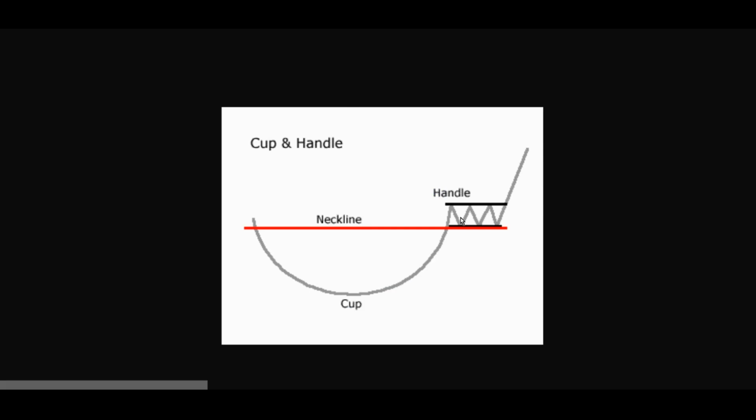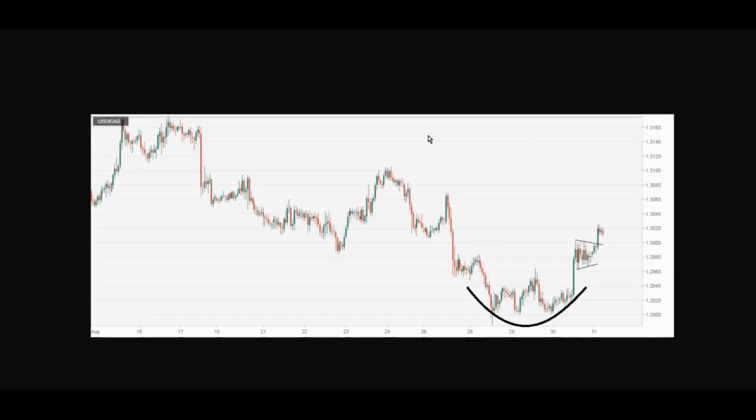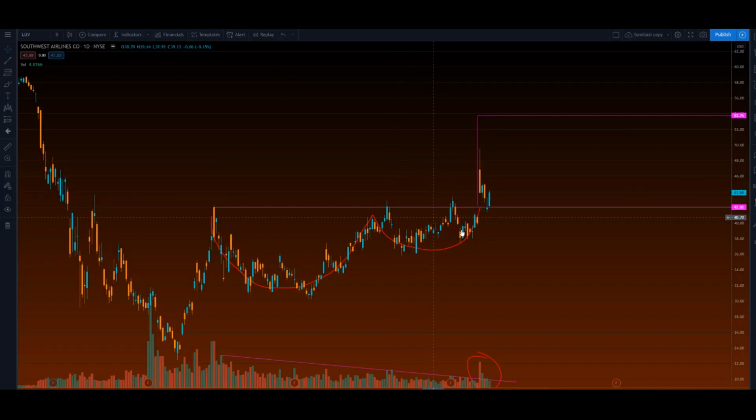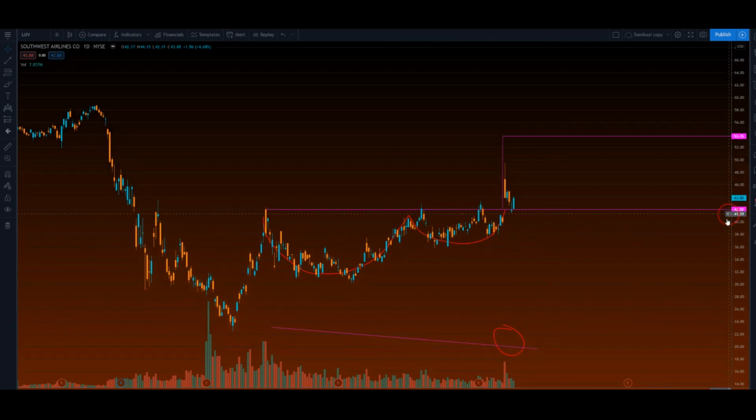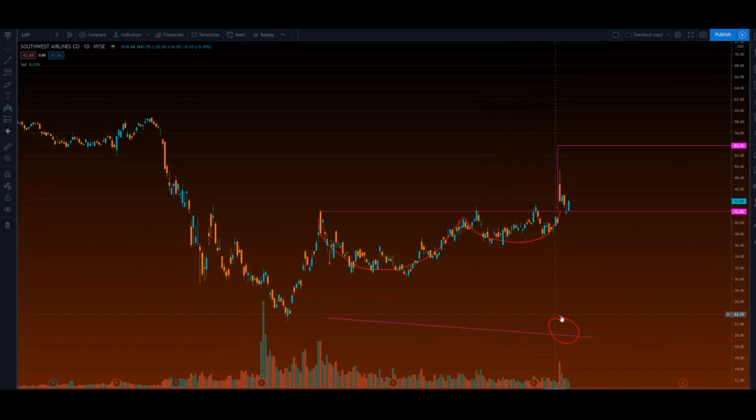Here's a flat neckline with a flat handle, and then here is a chart on the US Canadian dollar with a cup into a handle, which is also a bull pennant, which we talked about, and then the breakout and confirmation. So I want to show you on a live chart, and I want to go through a couple of different things. So what I have here is Southwest Airlines.